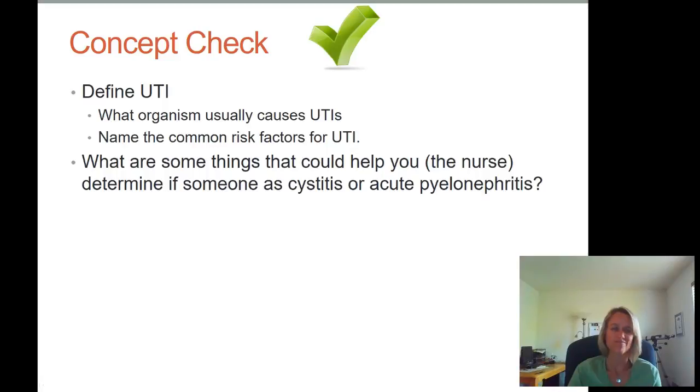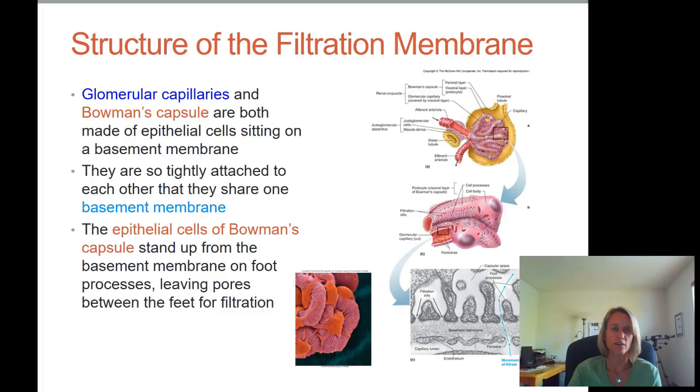Okay, moving on. We talk about glomerular disorders. Let's review the structure of the filtration membrane. We have the glomerular capillaries and Bowman's capsule that surrounds those capillaries, made up of epithelial cells sitting on a basement membrane. They are so tightly attached to one another that they share this basement membrane. So we see these epithelial cells on this capillary, and essentially we have these little pores or slits that are available for filtration.